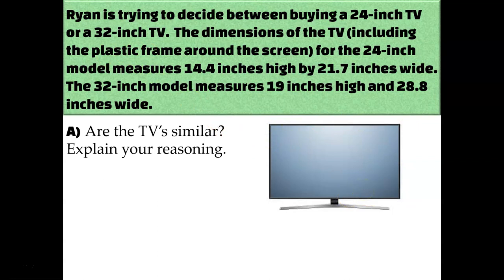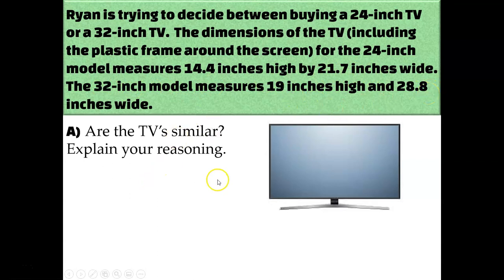And the question is, are these two TVs, the 24-inch and the 32-inch that Ryan is looking at, are they similar to each other? Well, the 24-inch TV measures 14.4 inches high and 21.7 inches wide, whereas the 32-inch model measures 19 inches high and 28.8 inches wide.